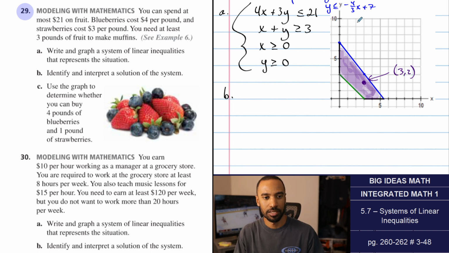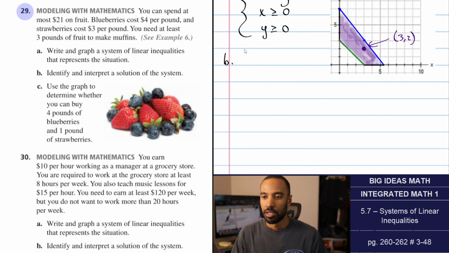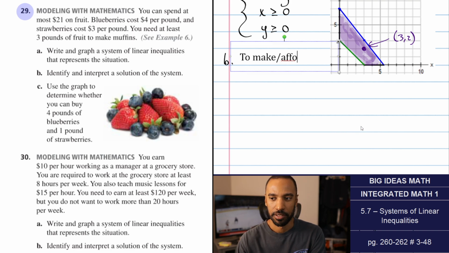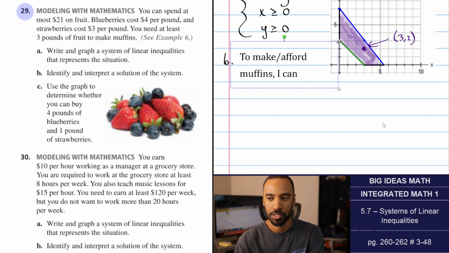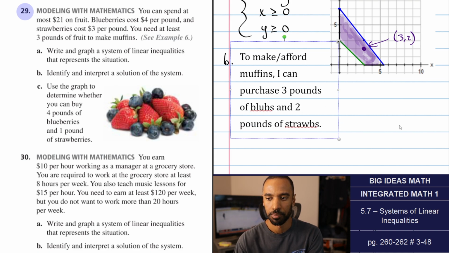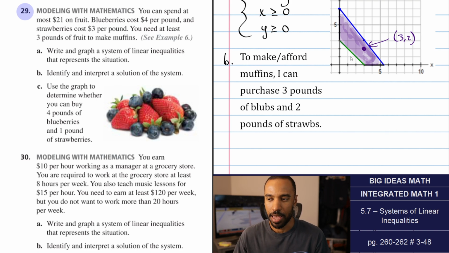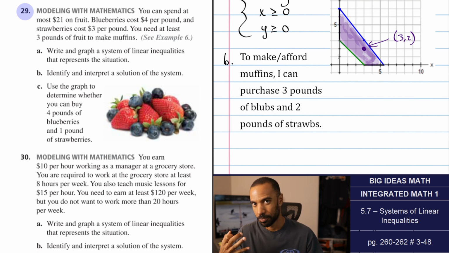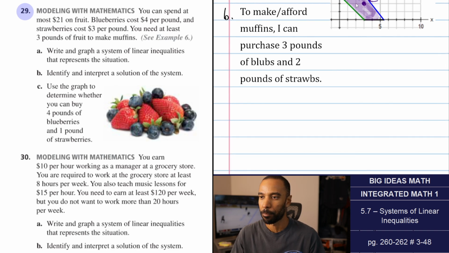That means that to make and afford muffins, I can purchase 3 pounds of blueberries and 2 pounds of strawberries. So that is my interpretation of that. The thing is, I can afford it. It's within my $21 amount, and it's at least 3 pounds. All right, that's the idea of what we need on that. And we can't have negative of anything there either.